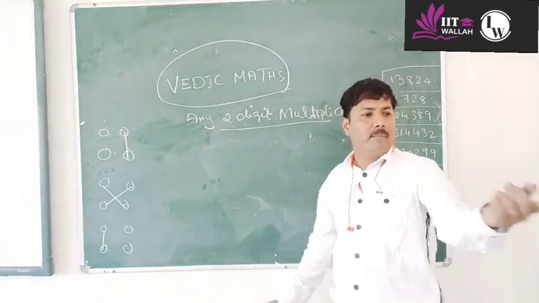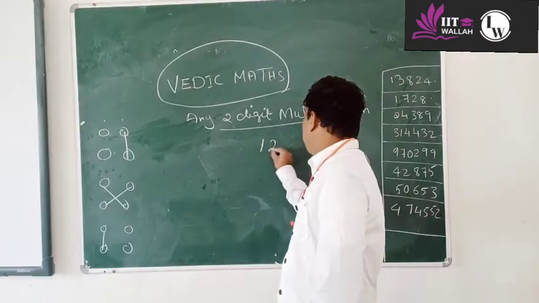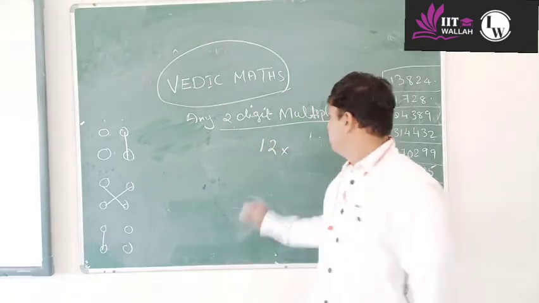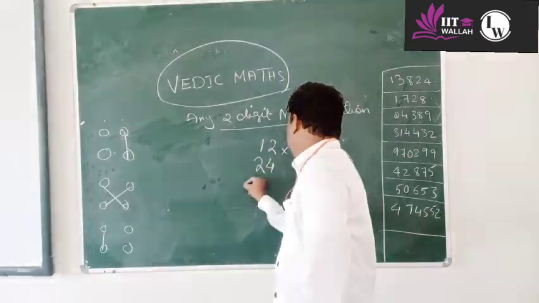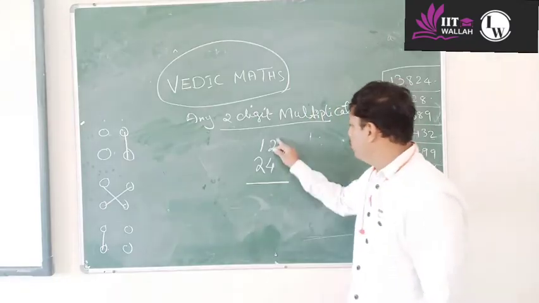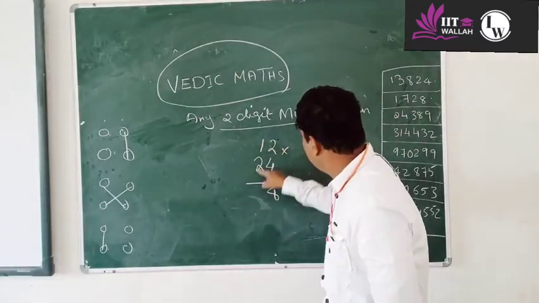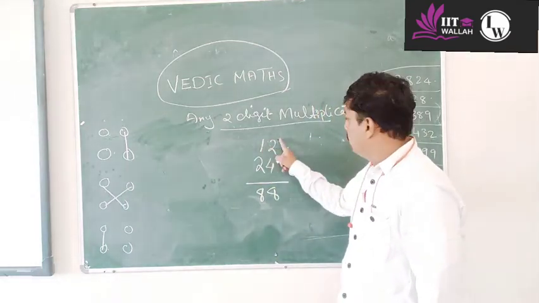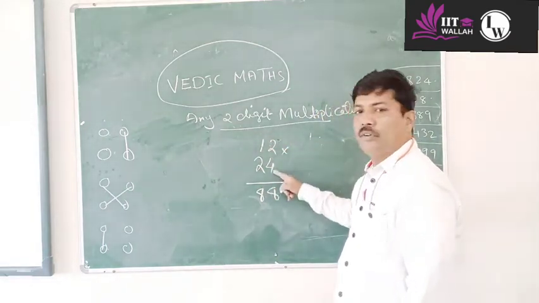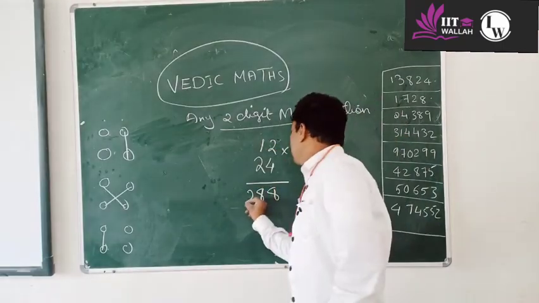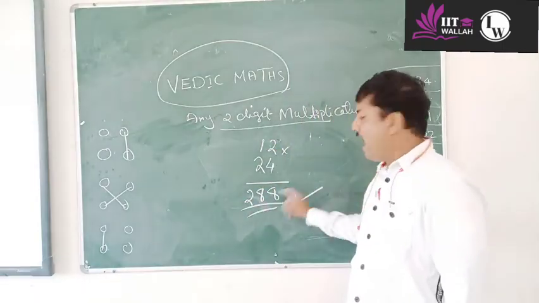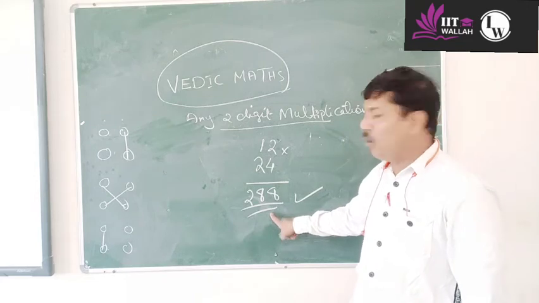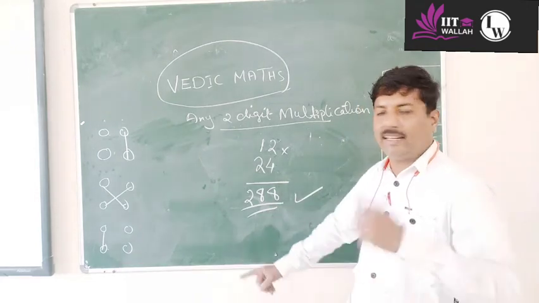Now give me one number, 12. Oh, give me another number, 24. Okay. See how fast we can do. 4 2s are 8. Now 4 plus 4, 8. You understood? 4 into 1, 4. 2 into 2, 4. So 4 plus 4 is 8. 2 1s are 2. See, directly answer we are getting. Only one step. Mentally we can do.